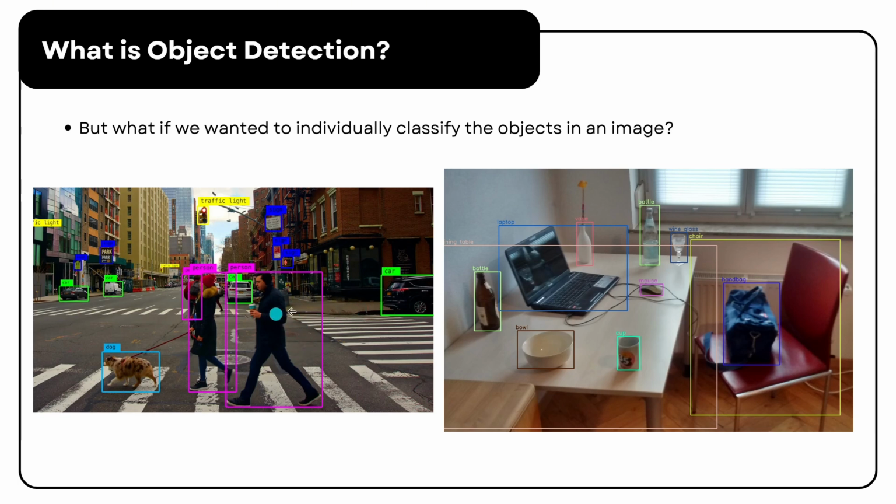So object detection answers two key questions: what is in the image, and where is it located? This kind of analysis is crucial for applications like autonomous vehicles, surveillance, smart retail, robotics, and many more. In the next slide, we will dive into how these object detection systems actually work and explore models like YOLO and SSD that make this possible.